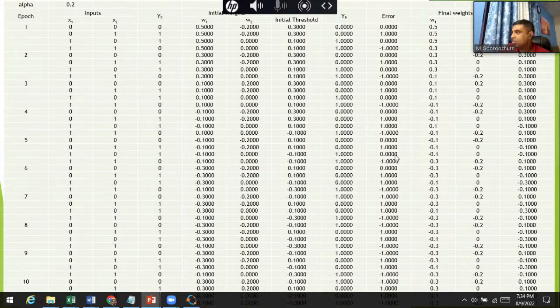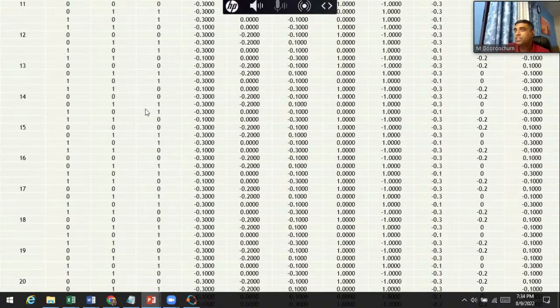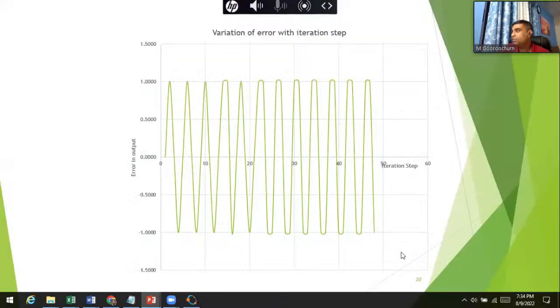If you look at this column here, I've applied the perceptron learning rule, alpha times x times e, as I showed you last time. It is not converging here. This one is continuing from epoch 19 to 20. Look at the error column. It is still not converging. From 20 up to epoch 30, it is still not converging. 40 also not converging, and ultimately 50 is not converging.